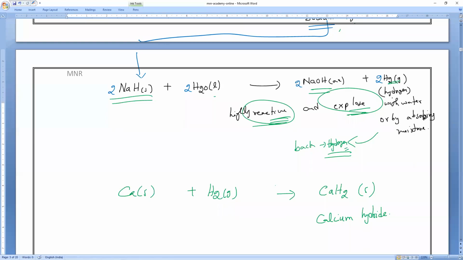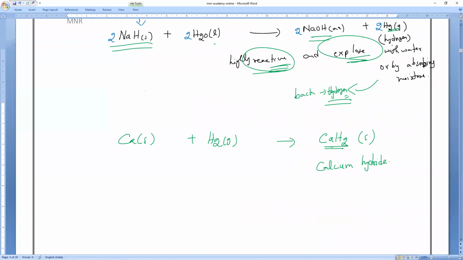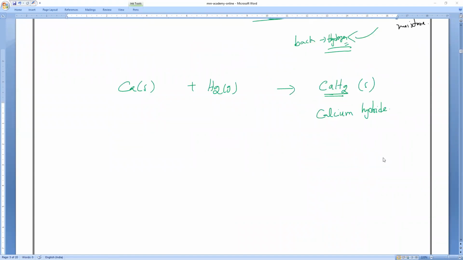Calcium reacting with hydrogen will give you calcium hydride. The formula is CaH2. Is this one balanced or not? Verify, everybody. Is it balanced, all of you? Yes, sir. So if it is balanced, then you can tell me, this one will react with the water.